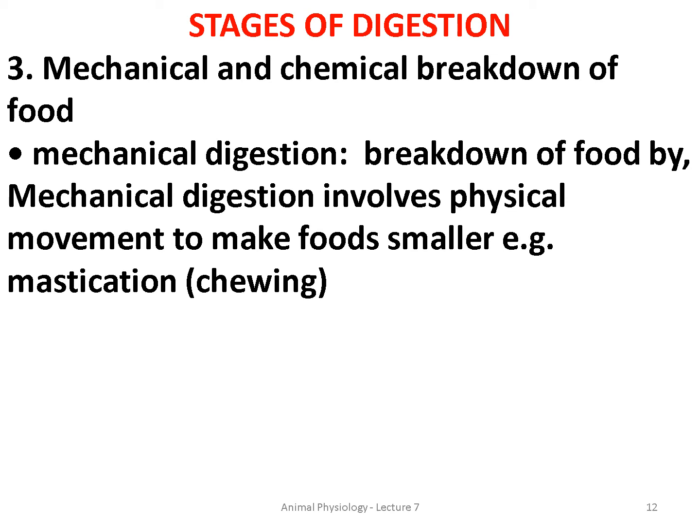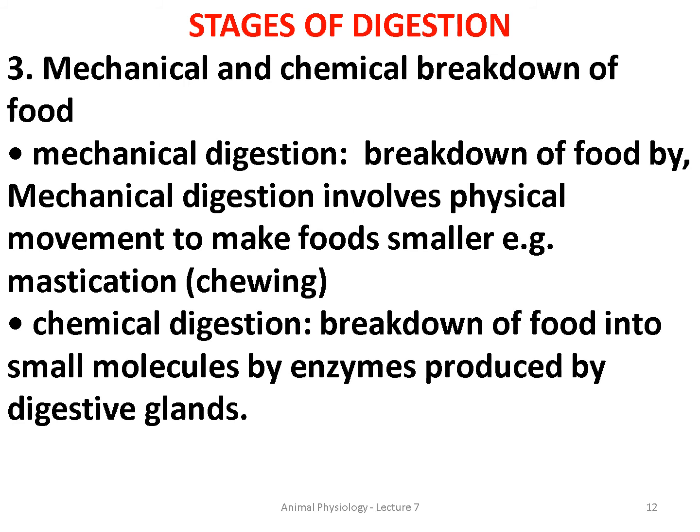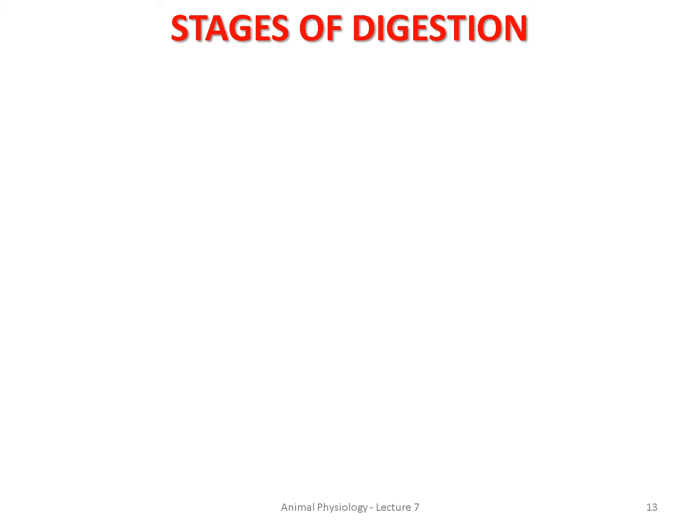Example, chewing. Then chemical digestion: breakdown of food into small molecules by enzymes produced by the digestive glands. So these 2 types of digestion take place during the third stage, both mechanical and chemical breakdown of the food. In the case of mechanical digestion, physical movement is necessary. In the case of chemical digestion, enzymes are necessary. That's the difference. Mechanical digestion is done by physical movement, for example chewing. Chemical digestion is done by the enzymes.